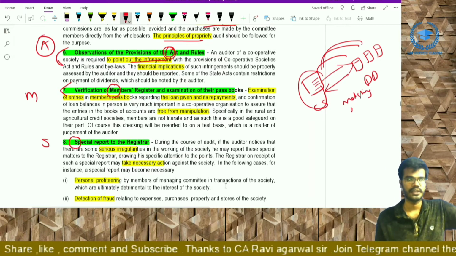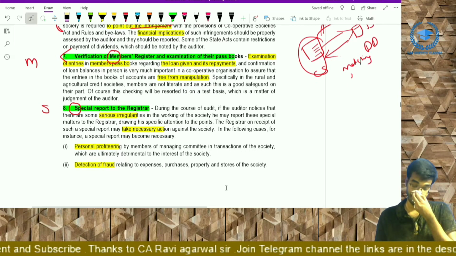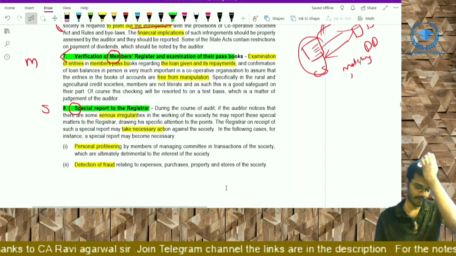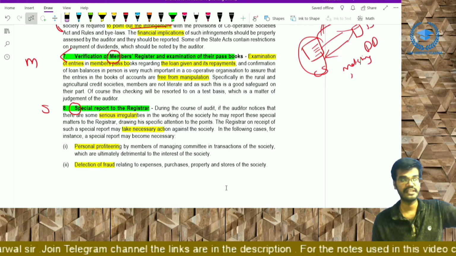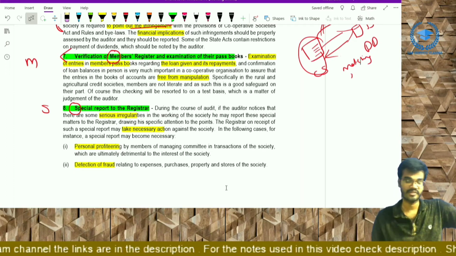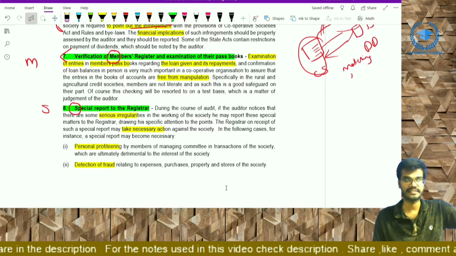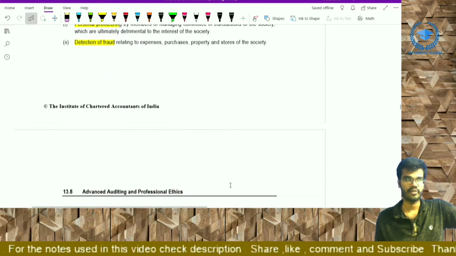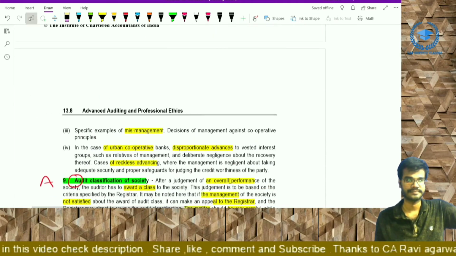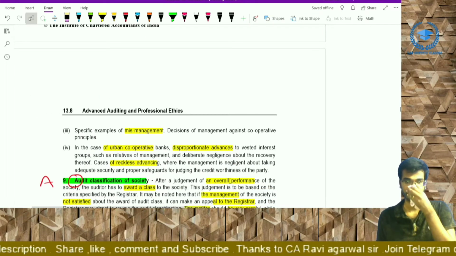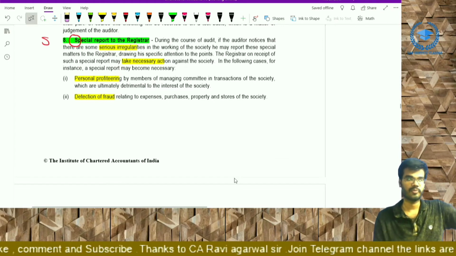This is one point. And coming to the special report to the registrar, whenever the auditor, in the process of auditing, has found any serious irregularities, the auditor has to send a special report to the registrar for necessary actions. It contains the following things, right? What are the four points?